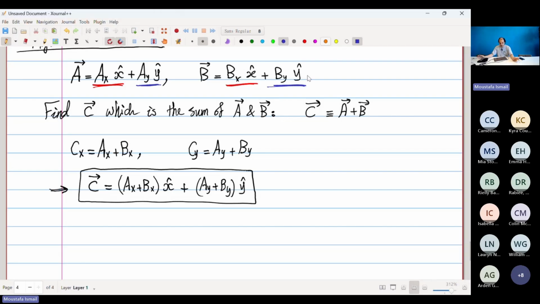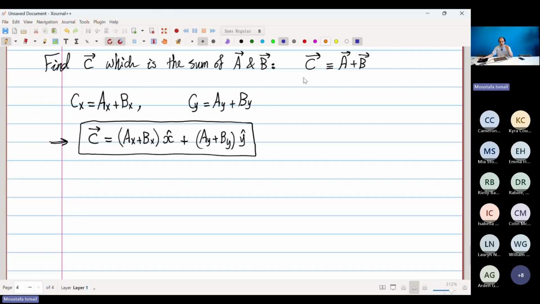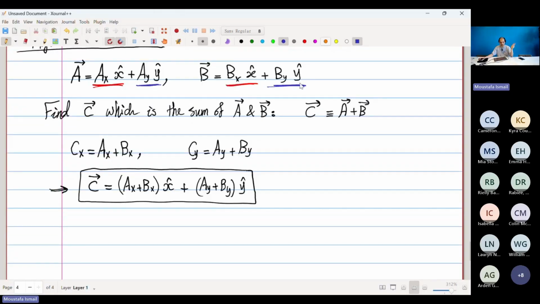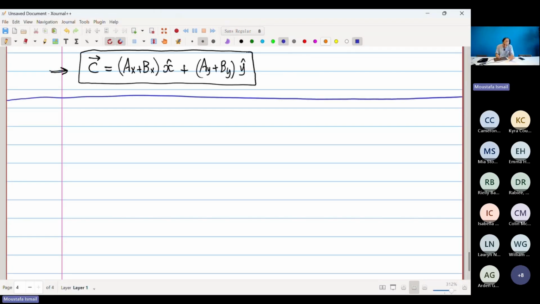The beauty of this algebraic expression is that it's not just restricted to two vectors. You can add however many vectors you want. Like if we have another vector D, which is A plus B plus C, you can add all the corresponding components, and in the x and y directions, you will get a result that is consistent. Okay? Okay, so that's it for vectors.